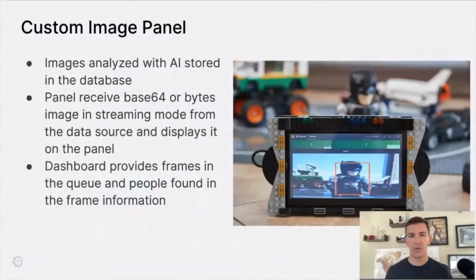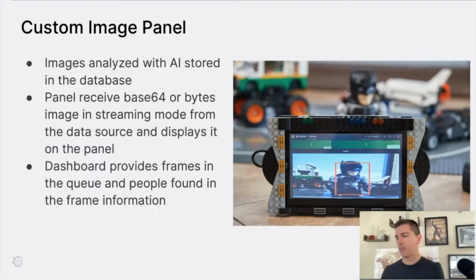When we looked at the Grafana Marketplace to find a panel which allows you to display images, we could not find it. So we created one following documentation from Grafana.com. This panel receives base64 or bytes images from a data source. And because Redis supports streaming mode and allows panels to refresh without refreshing the dashboard, it can show your feed in real time. This dashboard also provides information on how many frames in the queue need to be processed, if there is any delay, and how many people were found in the frame.